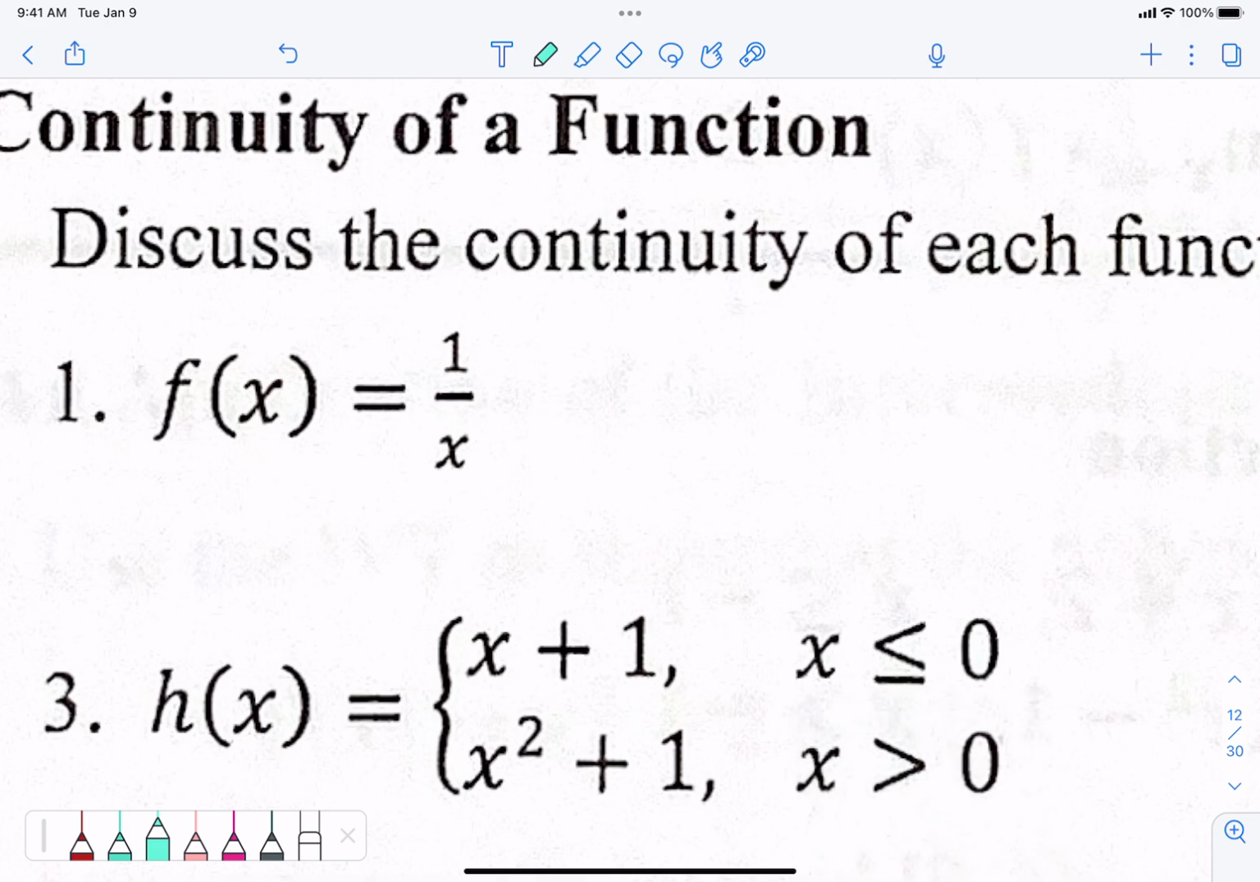Discuss the continuity of each function. Things fail to be continuous where domain errors occur. Will we have a domain problem on number one? Yep. Where? At 0. X can't be 0.